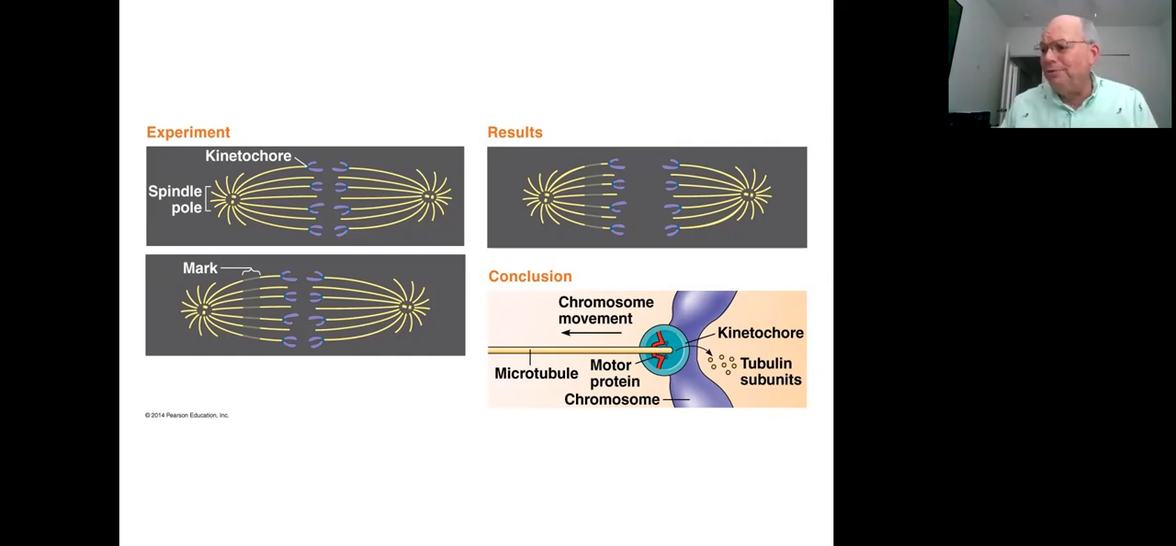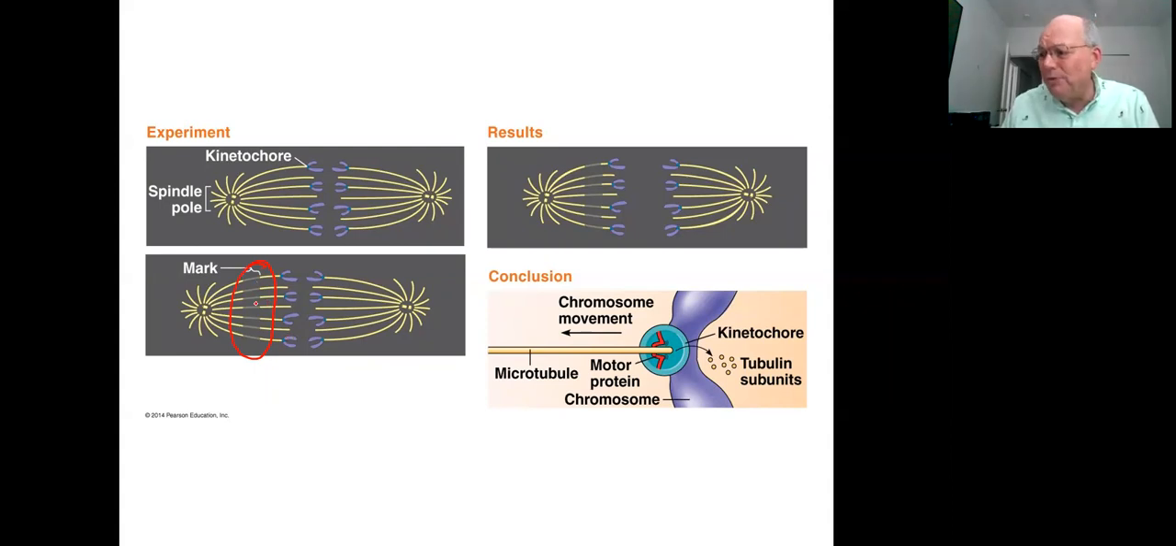So these microtubules were stained with stains, the yellow stain. Then in this region, a laser beam was used to destroy the stain. And as you can see, rather than the region where the stain had been destroyed by the laser beam moving, it's the chromosomes themselves that move.